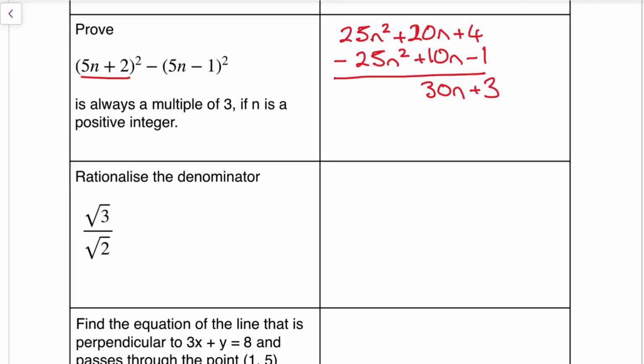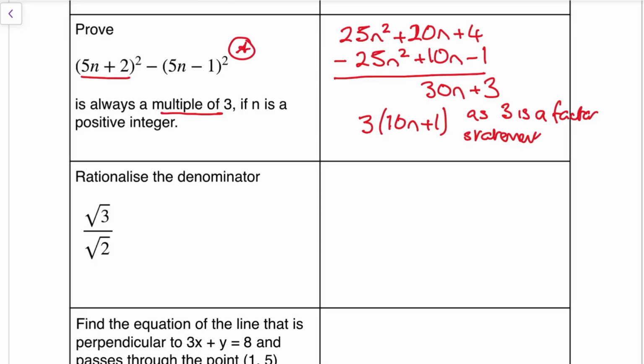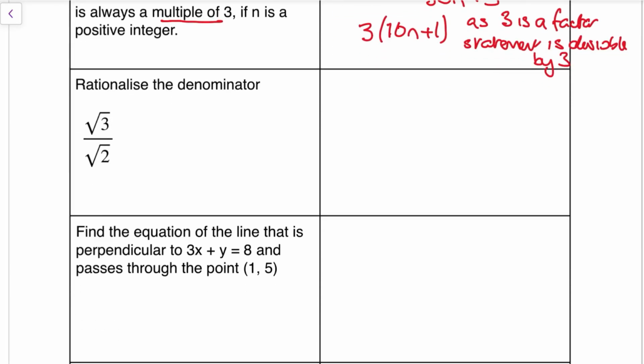Now, what do I need to do? I need to show this is a multiple of 3. So in other words, I need to factorize out a 3 from this equation here, which is going to give me 10n plus 1. And then I would state, now also I don't have a lot of space here, but I would state something like as 3 is a factor, the statement, in other words, the thing I've started with. You could actually do a little asterisk and say asterisk instead. Statement is divisible by 3. Question done. Next question.